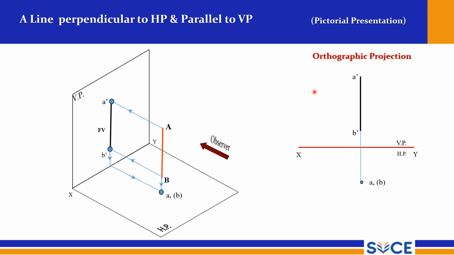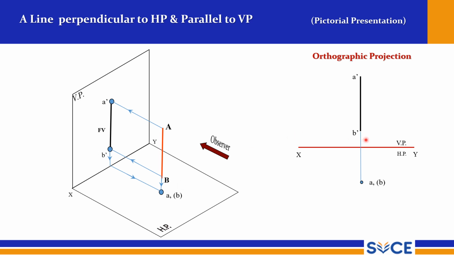So this is the orthographic projection of the line when it is perpendicular to HP and parallel to VP. So this is the first case and first type of line position in the first quadrant. This is the orthographic projection as well as the actual planar representation, with which you should be clear to mark the points with respect to the XY reference line.